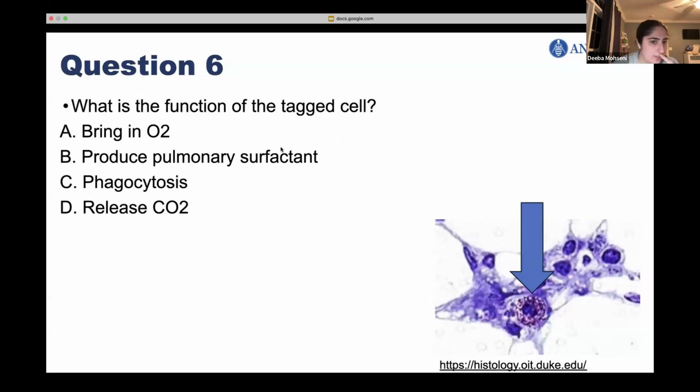We'll look at this question now. What is the function of this tagged cell? Hopefully the giant arrow helps you see what I'm pointing at. This one's a bit more difficult because it's just a picture of a cell and it can look like it's just about anything.